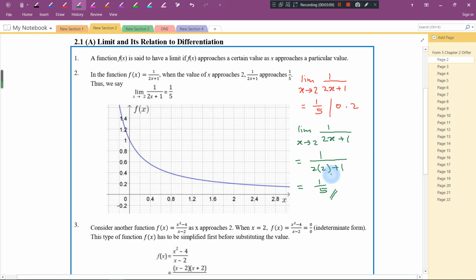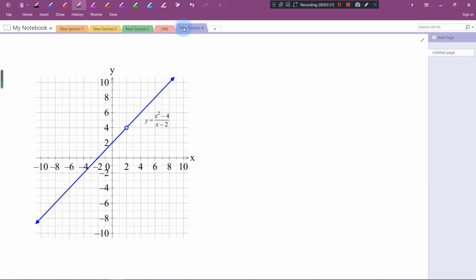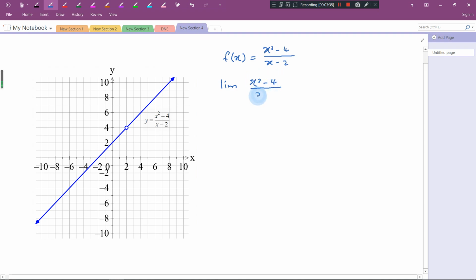But not every time we can do it this way. Sometimes we cannot get the answer by direct substituting. Okay, let me show you another example. Let's say I have f of x is equal to x squared minus 4 over x minus 2. If I ask you to find the limit of this function as x approaches 2, okay, how do we get the answer?